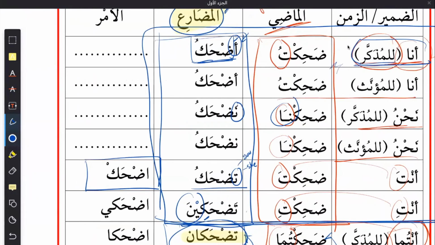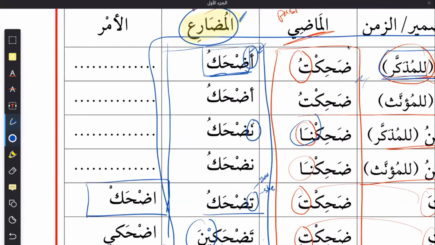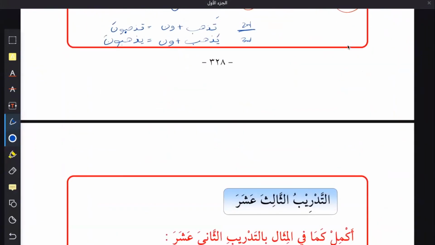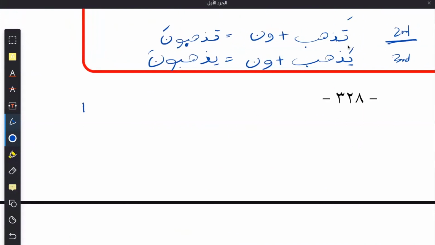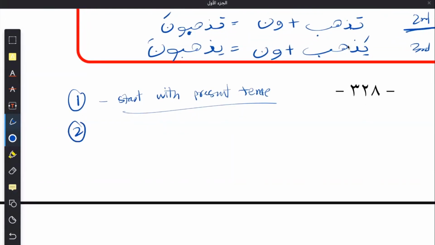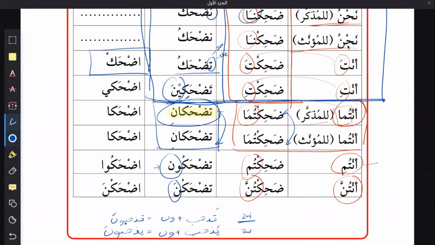So I'll just give you a quick rule, and then we will do this thing. The rule is very simple. Command verb number one rule is that, let me see if I can write somewhere. Number one rule is that you start with present tense. But there's so many present tenses we learn. We learn ana, anta, nahnu, so many things.